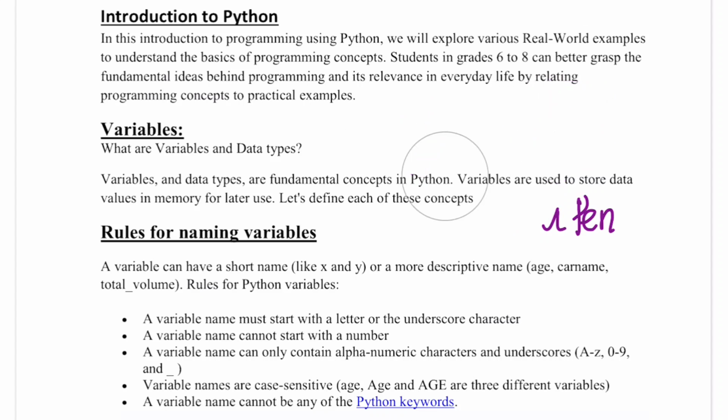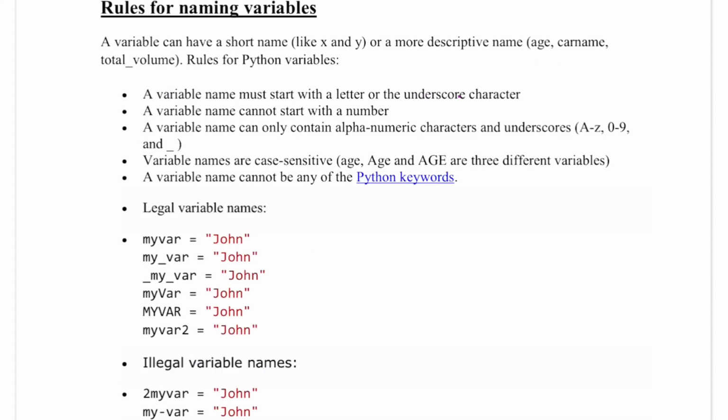So over here, there are some rules to name the variables. Now, whenever you're naming, you should know that a variable cannot start with a number. You cannot write like this. They can only start with a letter or an underscore character. So over here you have all the legal variable names. You can at least remember like 3 out of these. And for the rules, of course, you should remember all the rules.